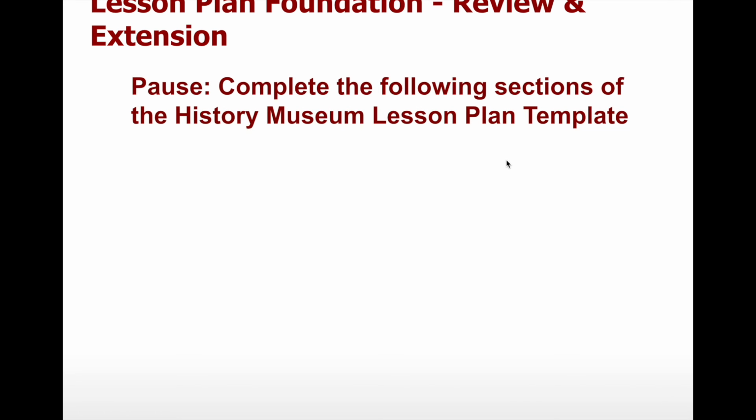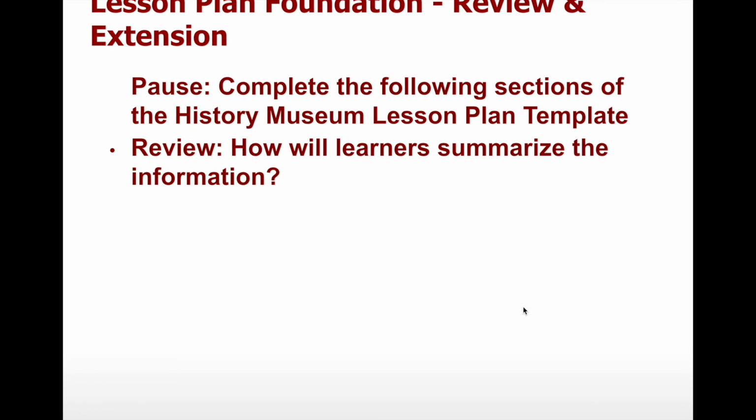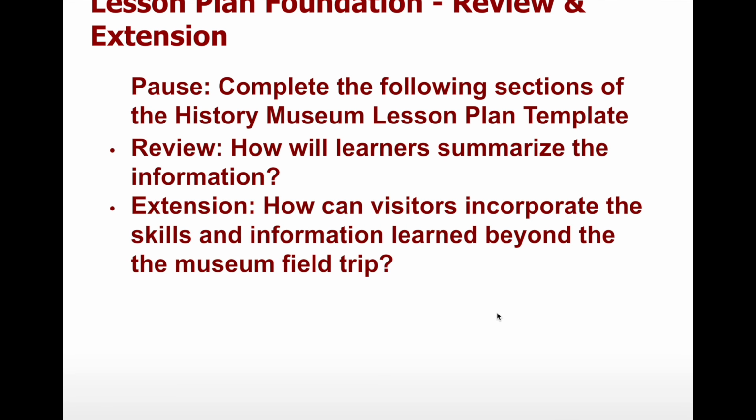Okay, so now it's your turn to complete the review and extension sections of your lesson plan. You'll need to come up with some sort of way to review. Again, you can do a discussion or a formative activity, and then find a way for visitors, aka our learners, to incorporate the skills and information they've learned beyond the museum field trip. Once you are done with that portion of your lesson plan, feel free again to hit play on the video, and then we will move into our own review session.